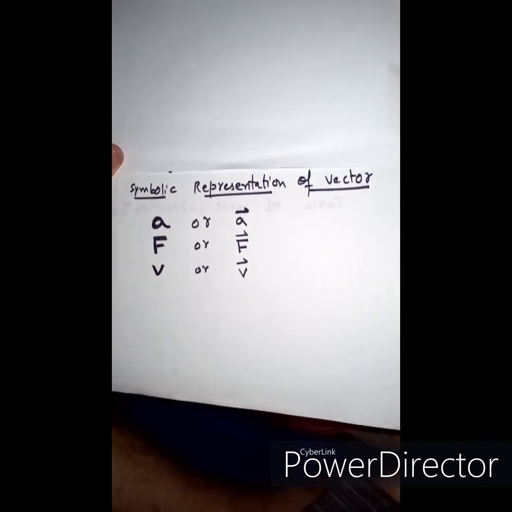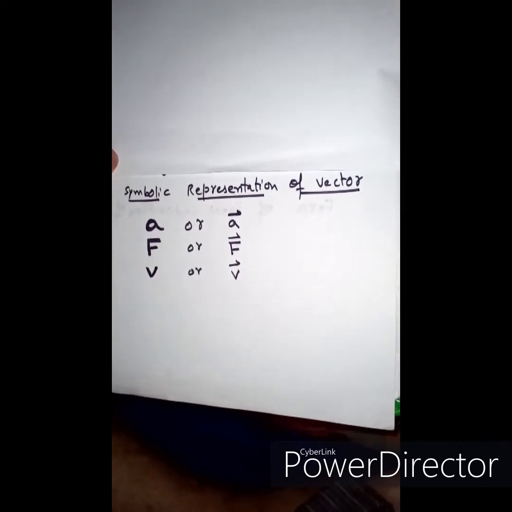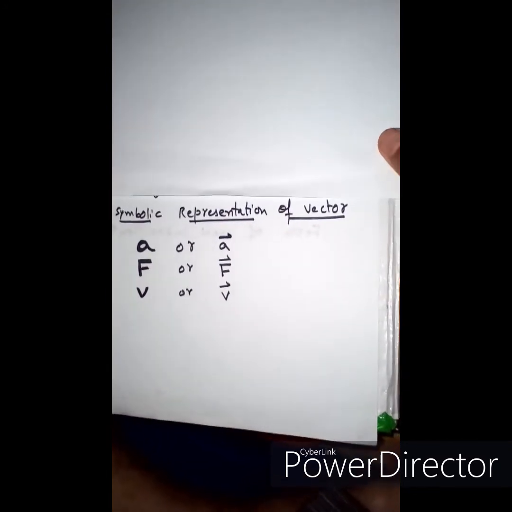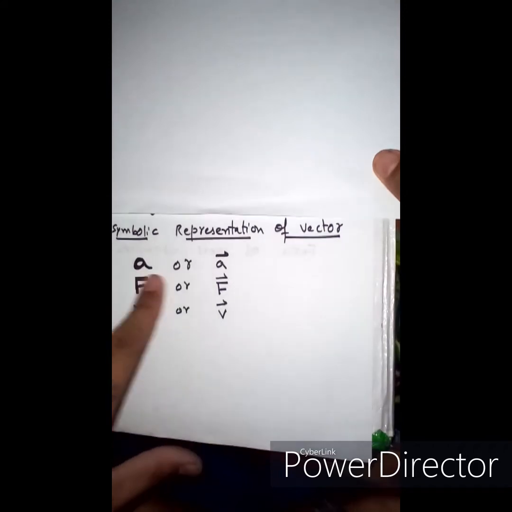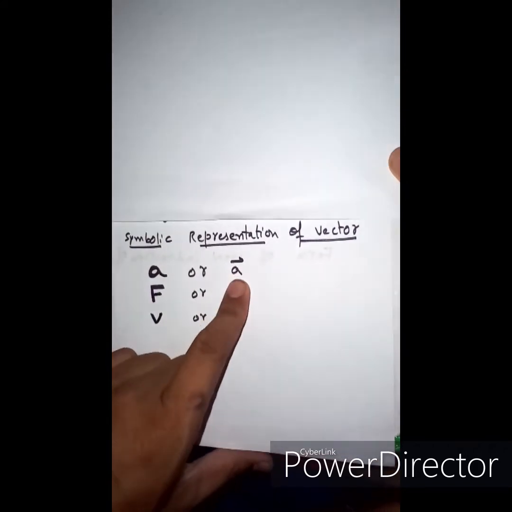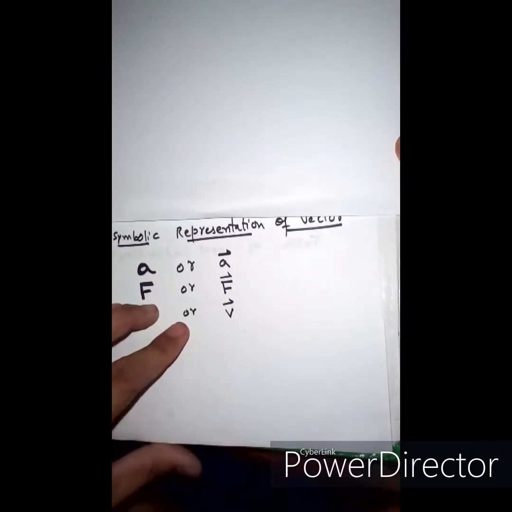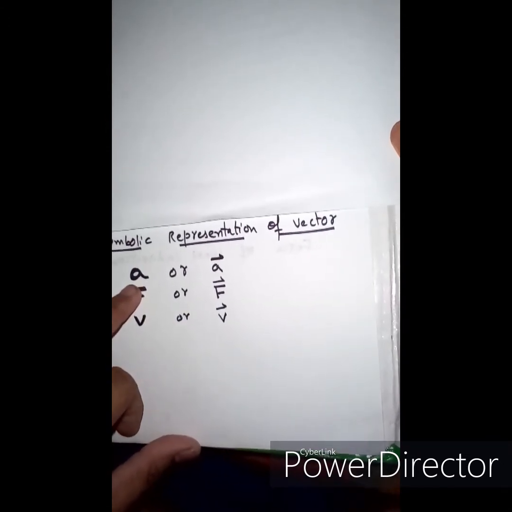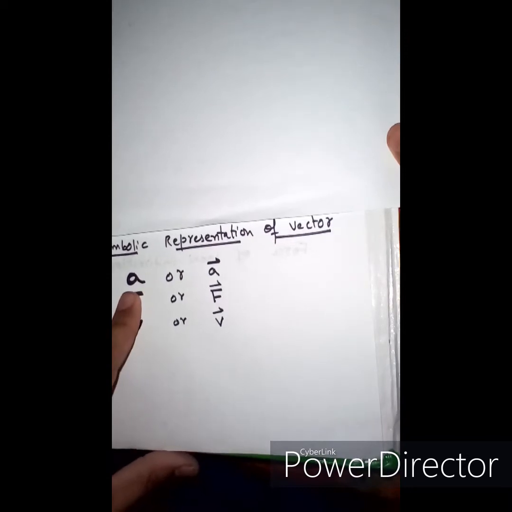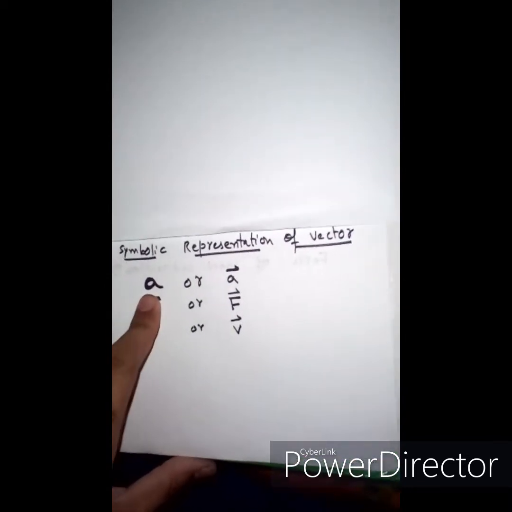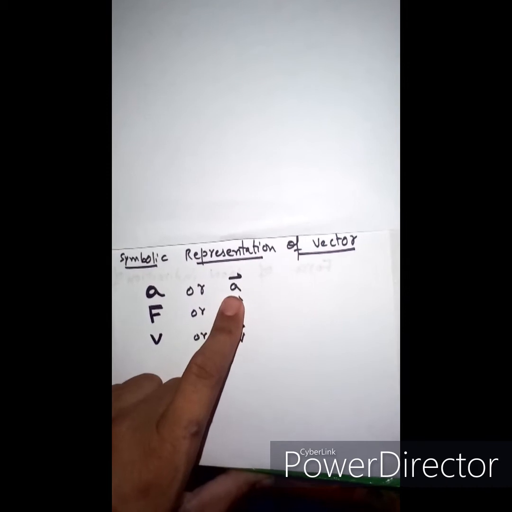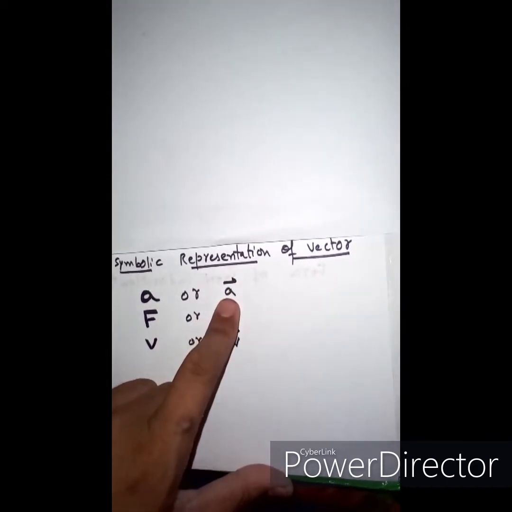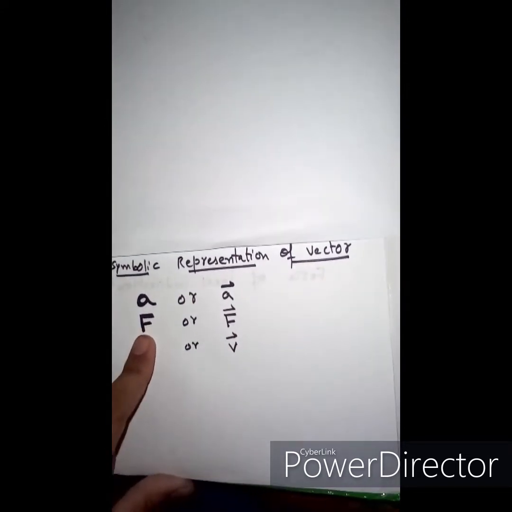Today we are going to discuss symbolic representation of a vector. We can represent a vector by using either a bold letter or an arrowhead. Just like an acceleration vector, acceleration is represented with the letter A. We can represent it with the bold letter A, or with the letter A with an arrowhead. This is called an arrowhead. Then you can see the force.